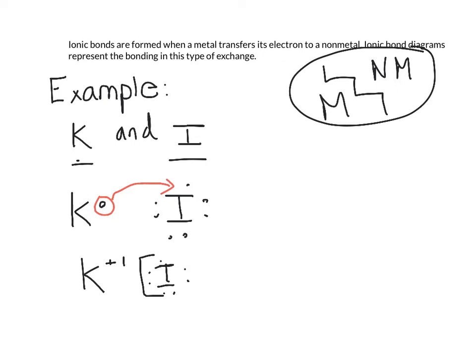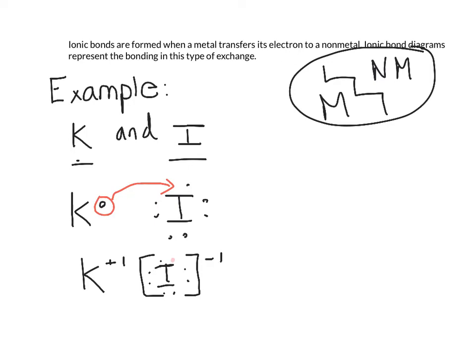Now notice this very last one, I'm just going to do it in red here so that you can keep track of which ones came from the potassium and which ones come from the iodine. And so I have my I, and of course if it's gained an electron, it's going to have a -1 charge.